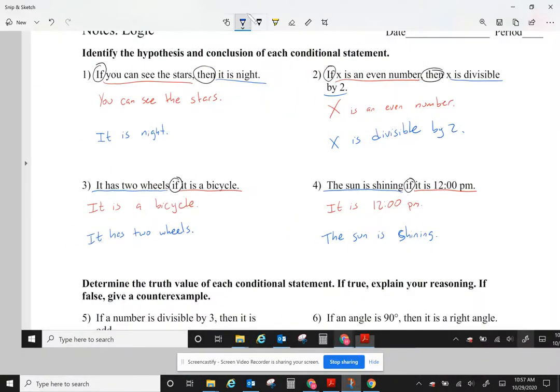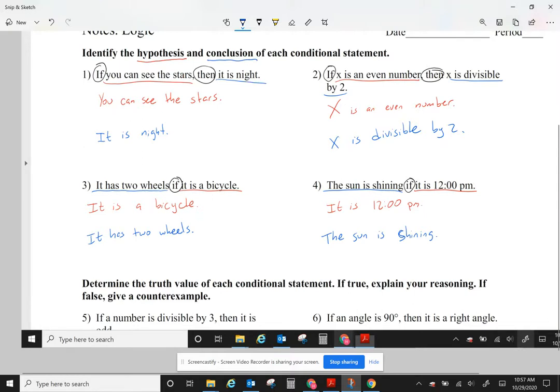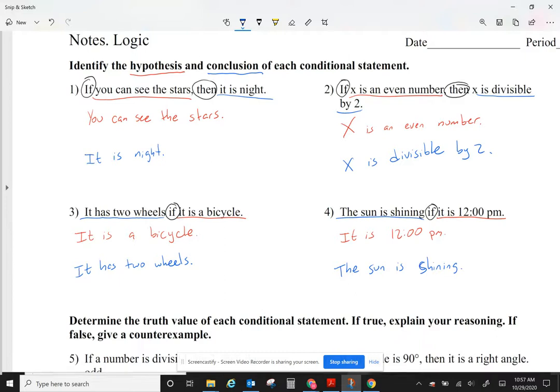Notice how in my instructions I was asking you to identify the hypothesis and the conclusion. I wrote, I want to know the hypothesis and I want to know the conclusion of each conditional statement. Now, on your homework, make sure you read the instructions. Some of them are just going to ask for the hypothesis, just the hypothesis. Some of them are going to ask for the conclusion, just the conclusion. So once again, make sure you read the instructions.